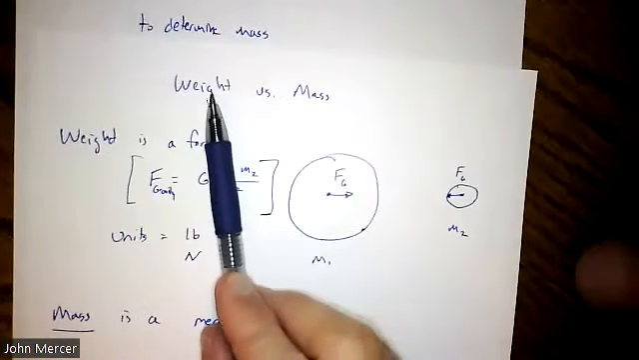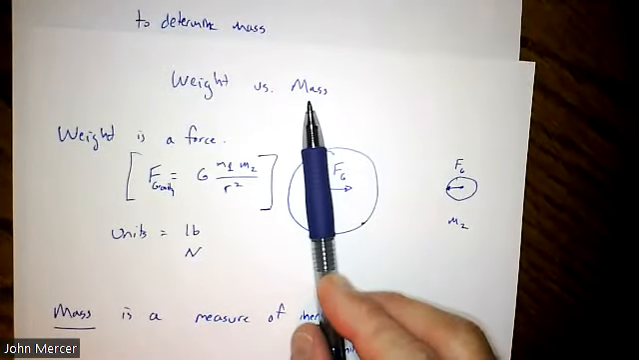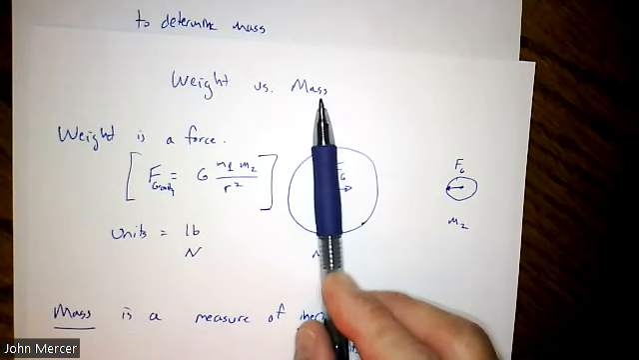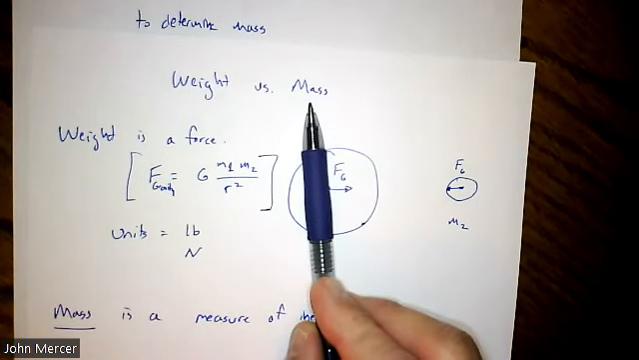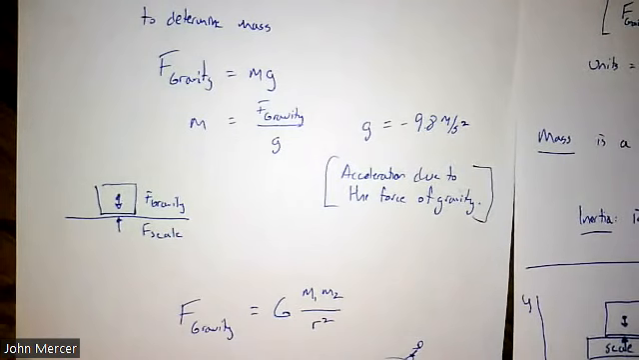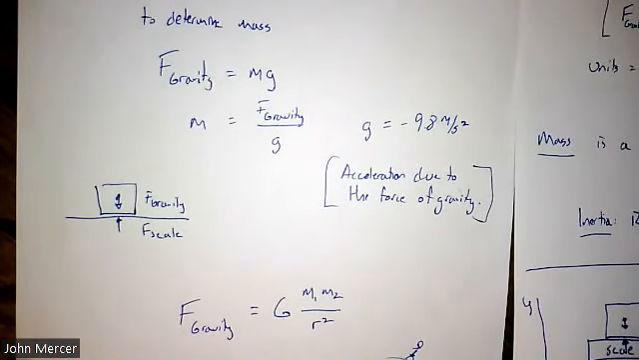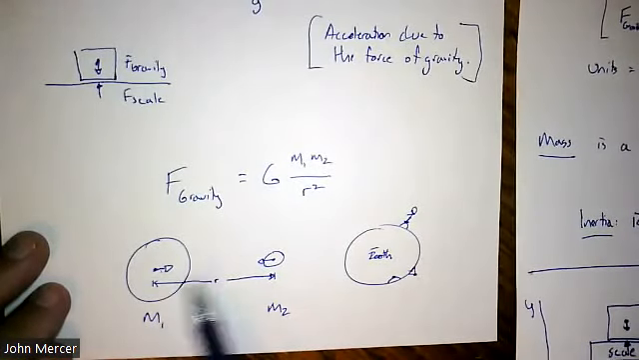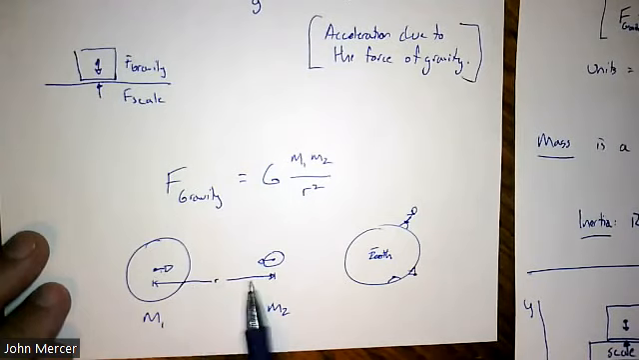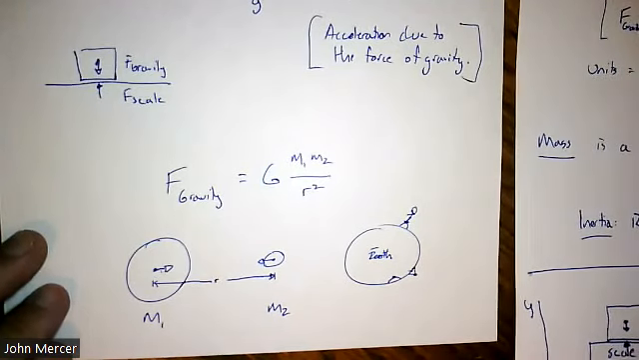Weight is a force. Mass is a measure of an object's inertia. Mass is a scalar. Weight is a vector, with magnitude and direction. Mass is only a magnitude. And it's going to be the same regardless of where we are. These masses will always be the same. The force of gravity will be a function of how far apart those two objects are from each other.